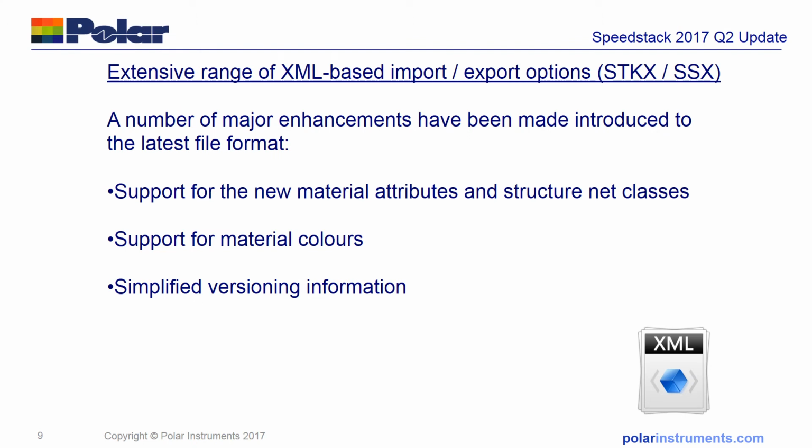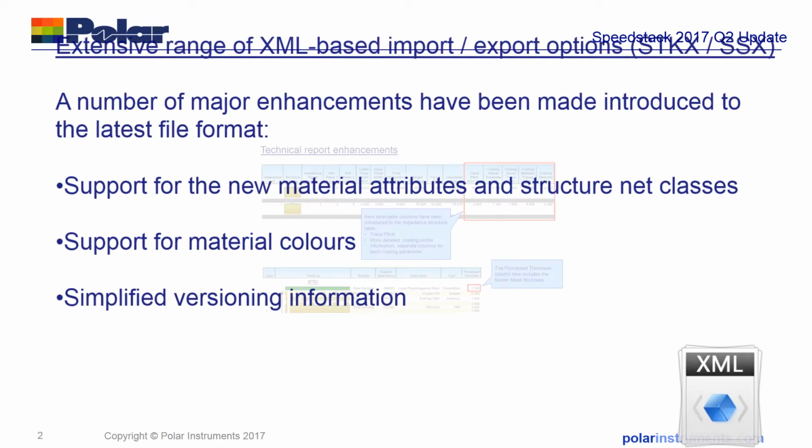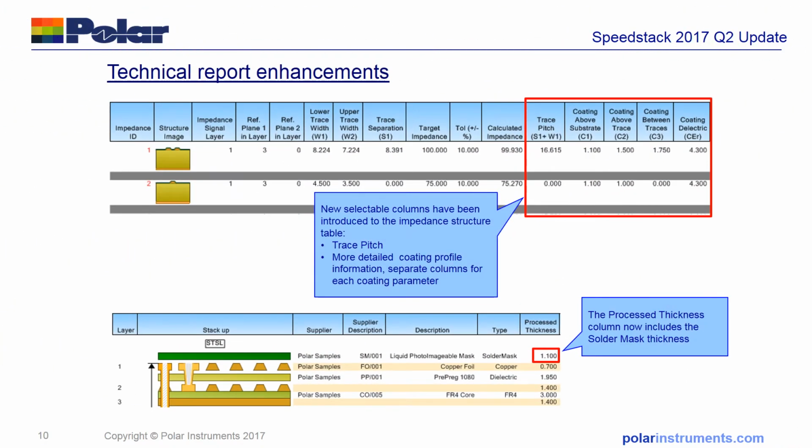So in summary, regarding the exports, we can now support the new material attributes, support for material colors, and simplified versioning information. These are all capable of being exported in the STKX and SSX outputs from Speedstack. More detailed information has been added to the technical report.